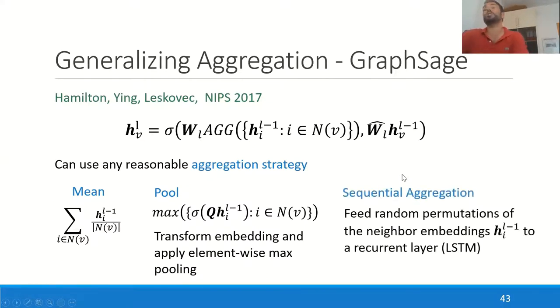You can even use sequential aggregation. This is one of the proposed approaches: you can take a long short-term memory, feed it with the neighborhood of a node in a random ordering or following the ordering of the random walk, for instance, and use that as an aggregator.